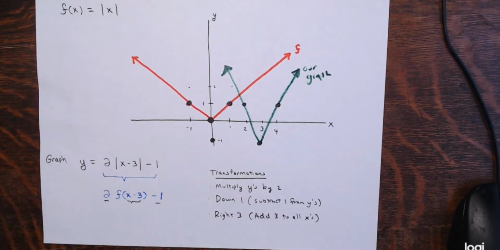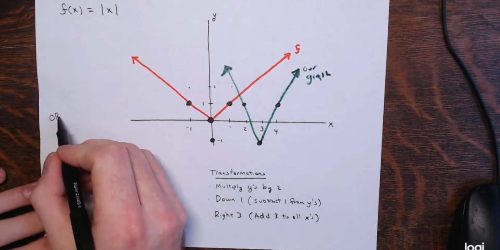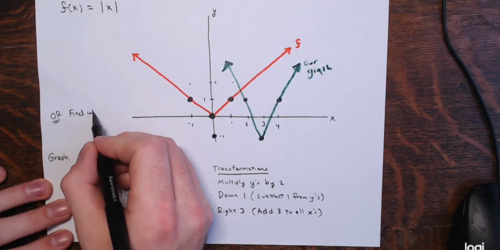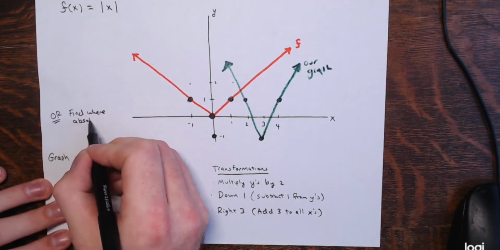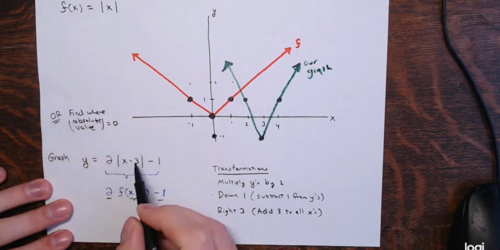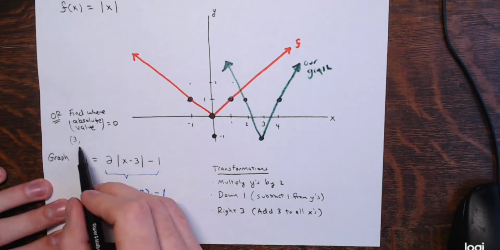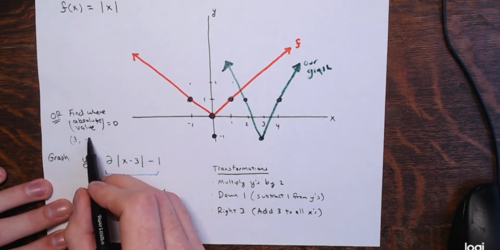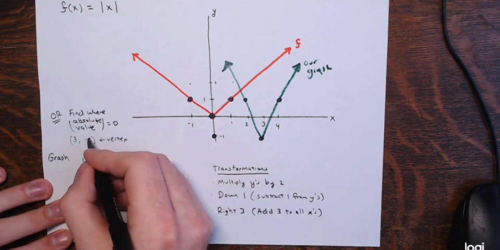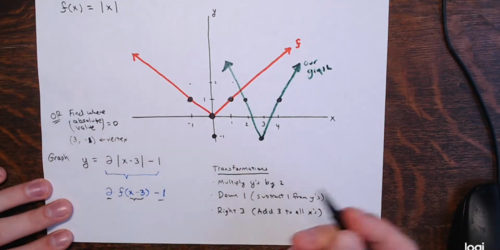Now you could do the transformation thing, or you can find what's called the vertex. Just find where the absolute value will be 0. So that's going to be where x minus 3 equals 0. That happens at x equals 3, and then when you plug 3 in, you get -1, and this is called the vertex. That's the lowest point or highest point of this V shape: (3, -1).